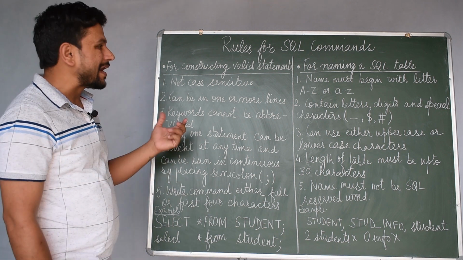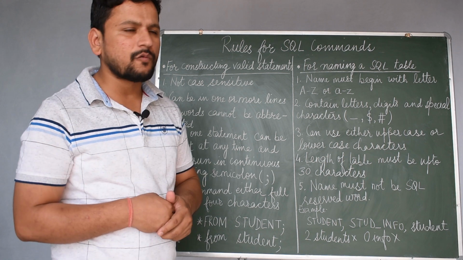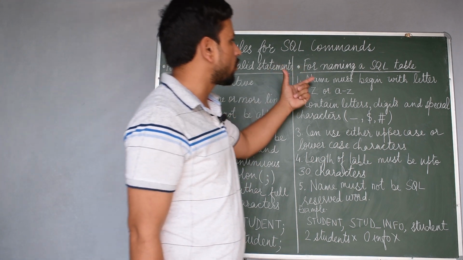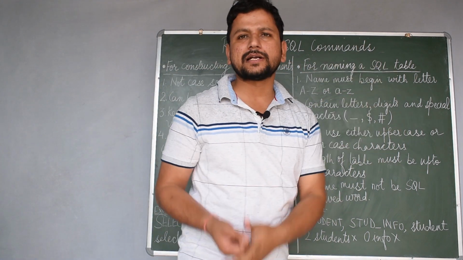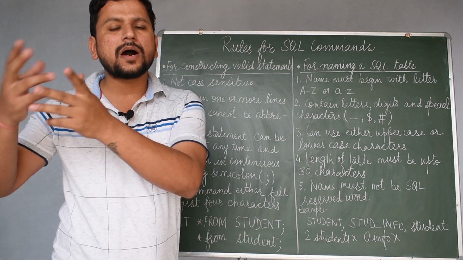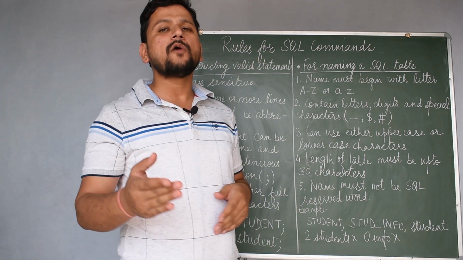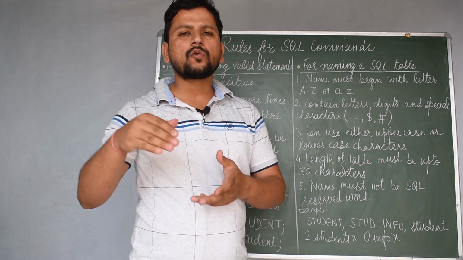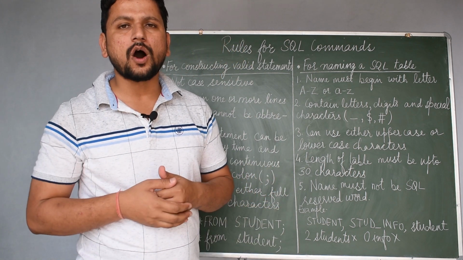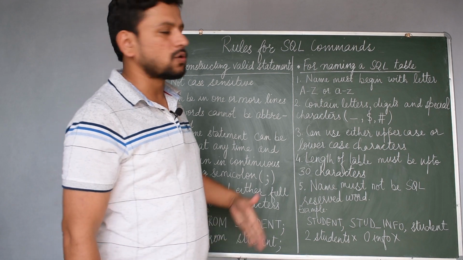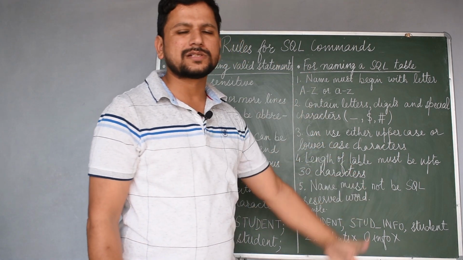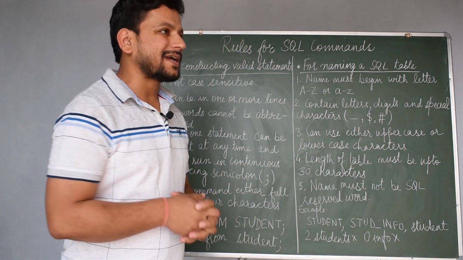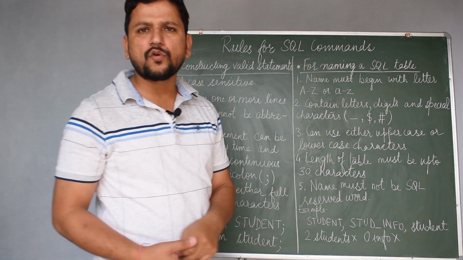Besides these valid statement rules, we have one more thing, that is for naming a SQL table. Suppose you have to name a SQL table, or you have to name a column for a table, or you have to name an attribute of a table, in that case also you have to follow some rules and regulations. What are the different points that you have to follow?